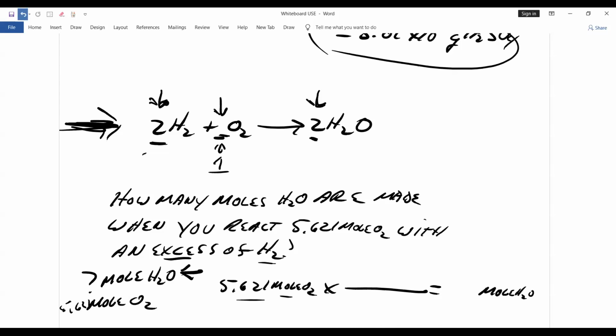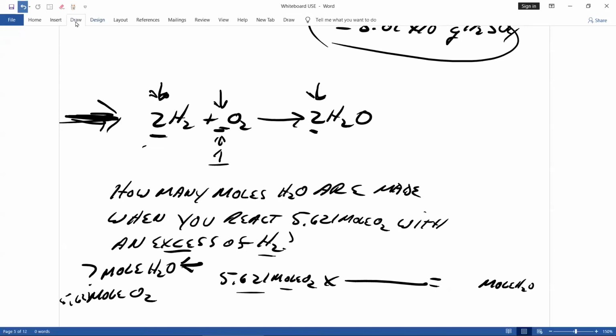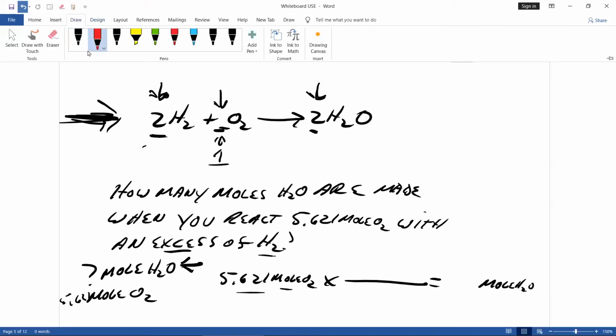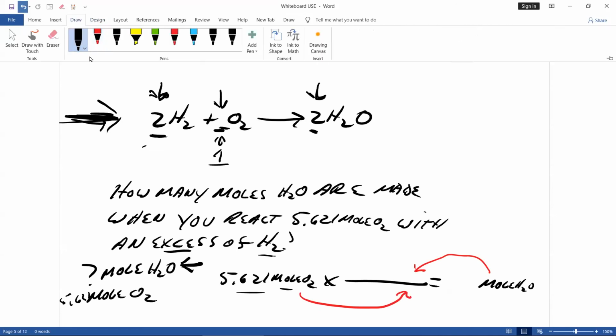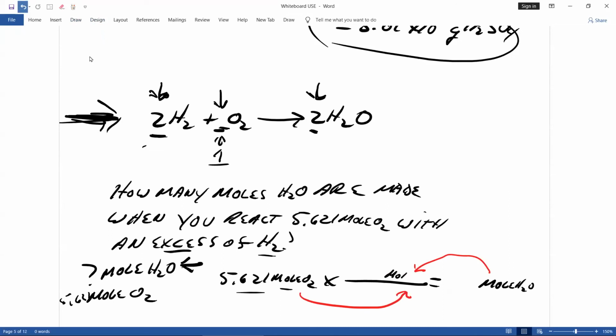Dare I do it again? I will. Use your good buddy, your good friend, unit analysis. Hopefully you're not getting whistle overload. But anyways, whatever I'm trying to get to goes on top of this ratio. Whatever I'm trying to get rid of goes underneath. And therefore, I have moles of water. I want to get rid of moles of O2, oxygen.